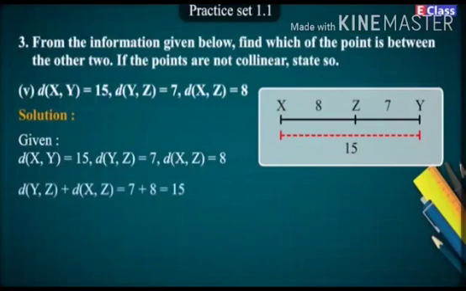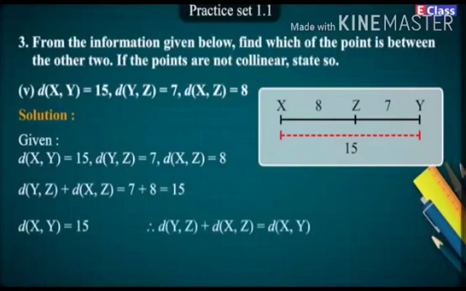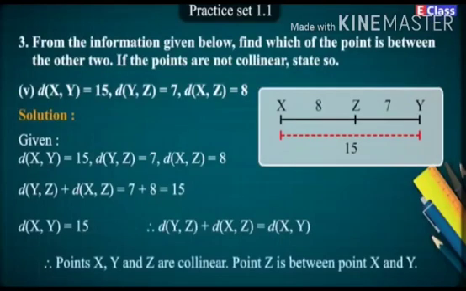Distance of YZ plus distance of XZ is equal to 7 plus 8, which is equal to 15. Distance of XY is equal to 15. Therefore, distance of YZ plus distance of XZ is equal to distance of XY. Therefore, points X, Y and Z are collinear. Point Z is between points X and Y.